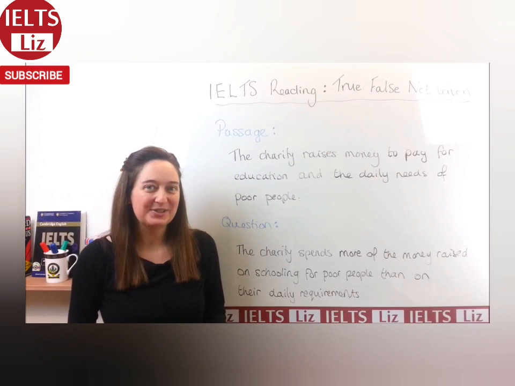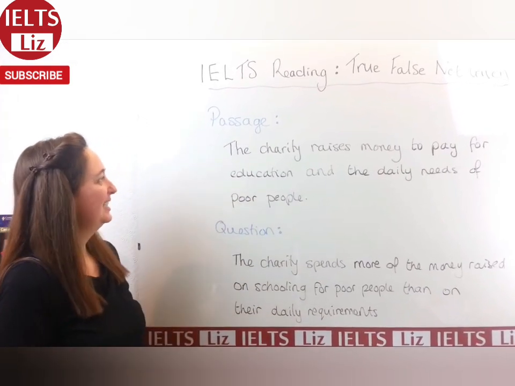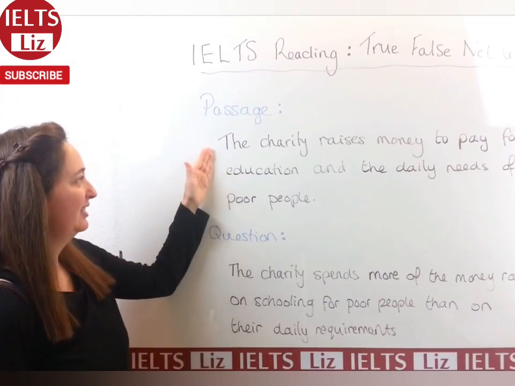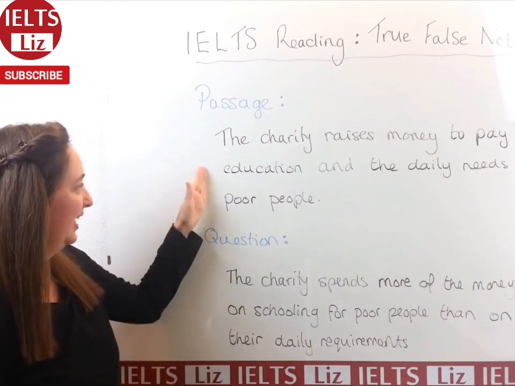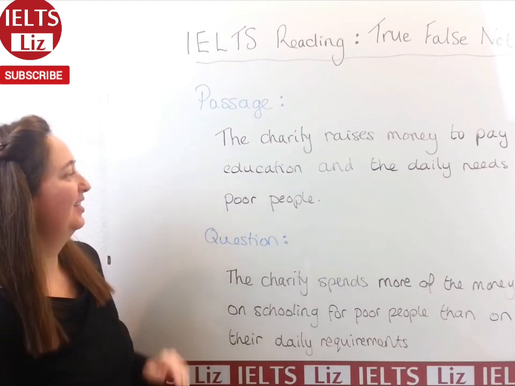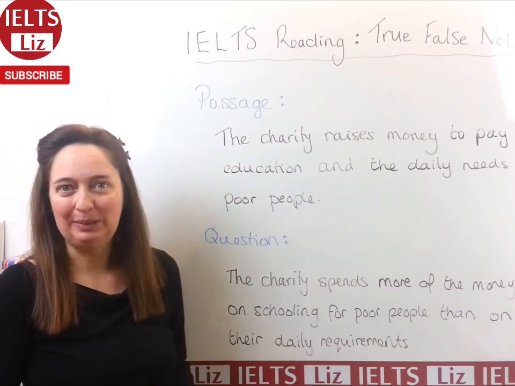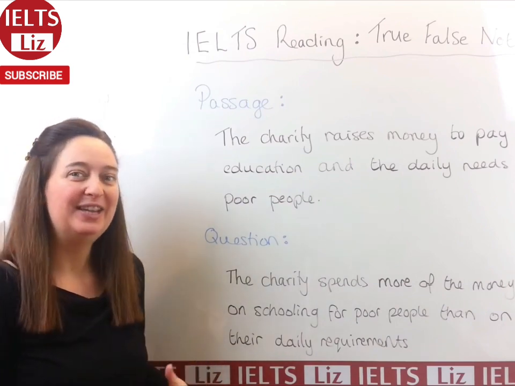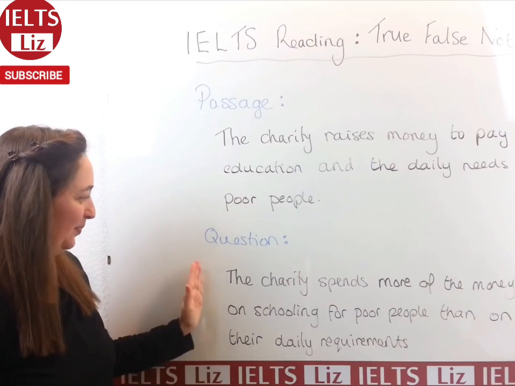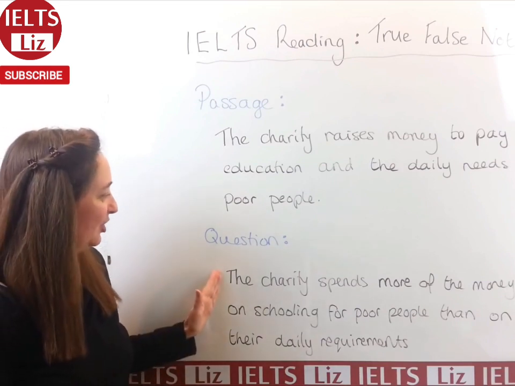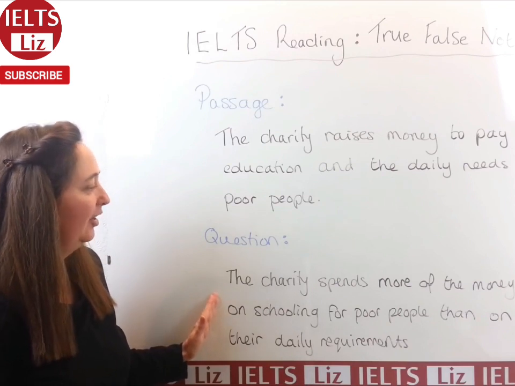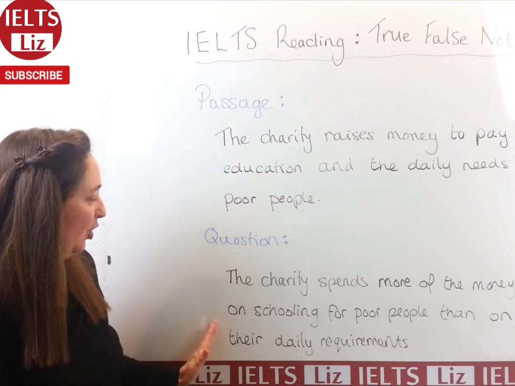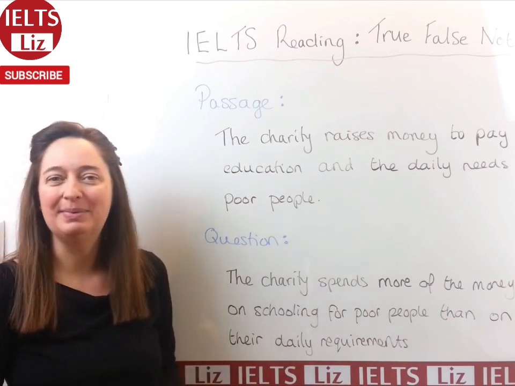Here is the next question. In the passage, it says that the charity raises money to pay for education and the daily needs of poor people. And the information in the question, the statement, is the charity spends more of the money raised on schooling for poor people than on their daily requirements.